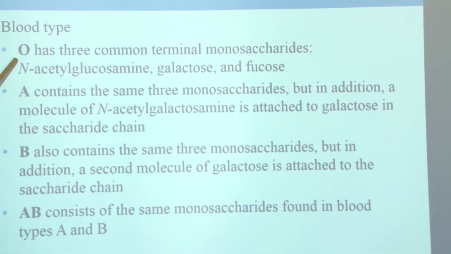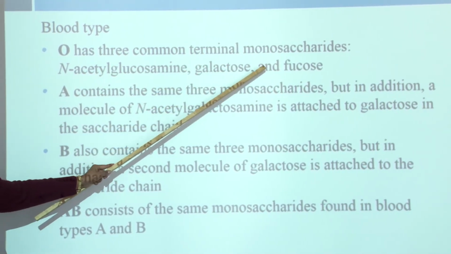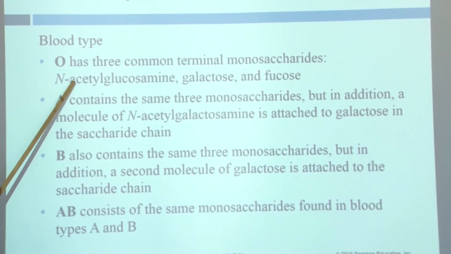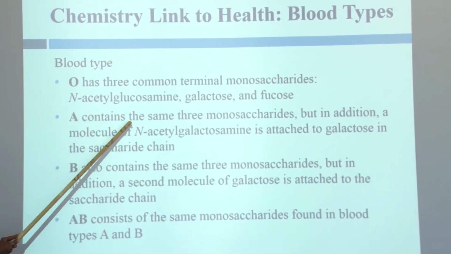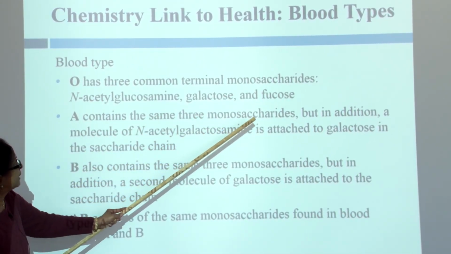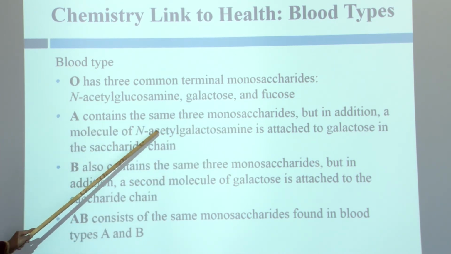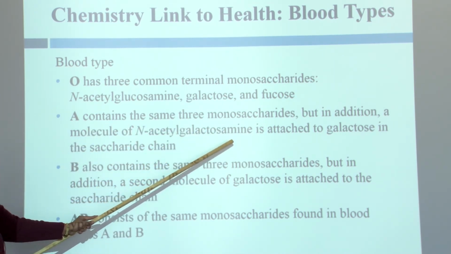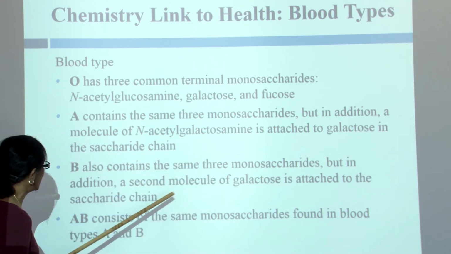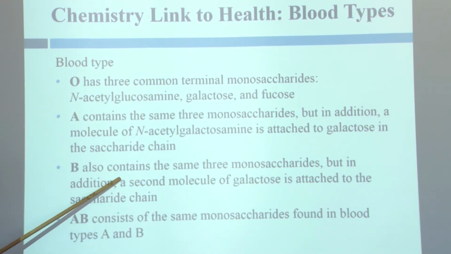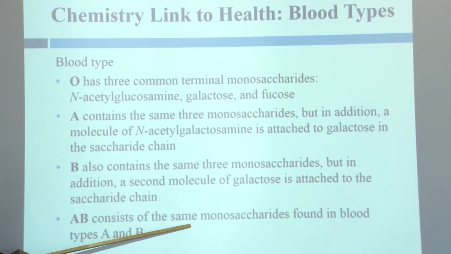So blood type O has all the 3 common terminal monosaccharides, N-acetylglucosamine, galactose, and fucose. A contains the same 3 monosaccharides, but in addition, a molecule of N-acetylgalactosamine is attached to the galactose in the saccharide chain. B also contains the same 3 monosaccharides, but in addition, a second molecule of galactose is attached to the saccharide chain. AB consists of the same monosaccharides found in blood types A and B.